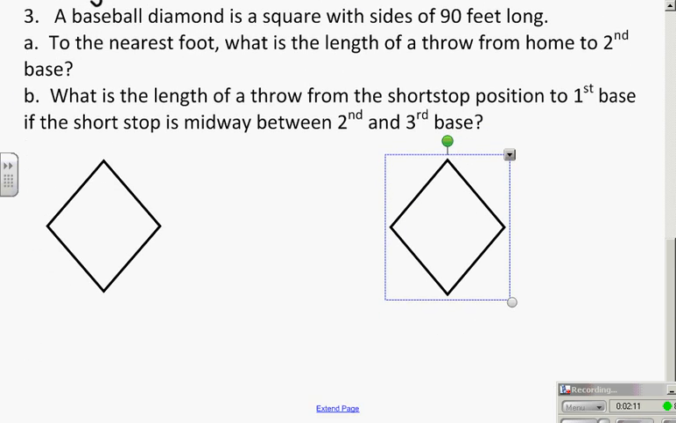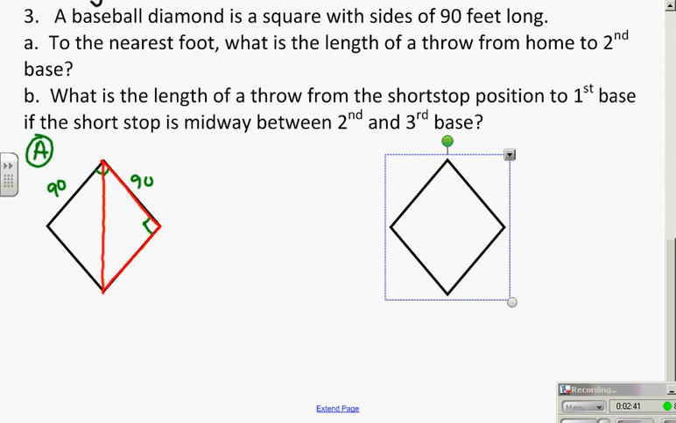Now, just to do a fun sports example, a baseball diamond is a square with sides 90 feet long, which also means we have right angles because it's a square. To the nearest foot, what is the length of a throw from home to second base? So we're really talking about this length right there.